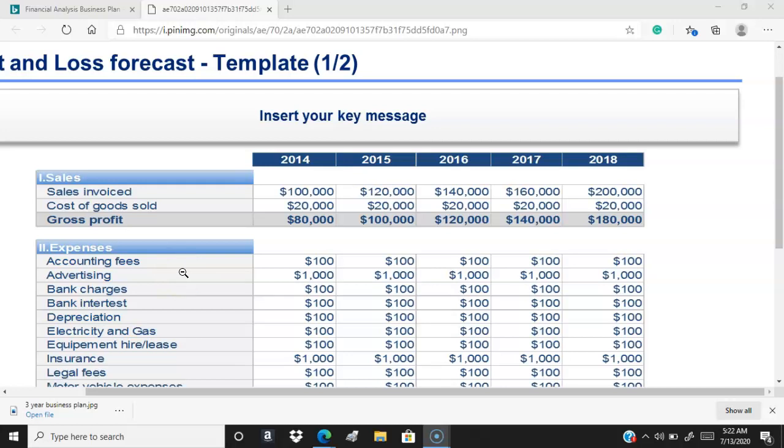Okay, in this video, we're going to continue the series of making your own business plan so you can get an SBA loan. This part is the profit and loss forecast. So you're going to need one of these when you're trying to fill out for an SBA loan.